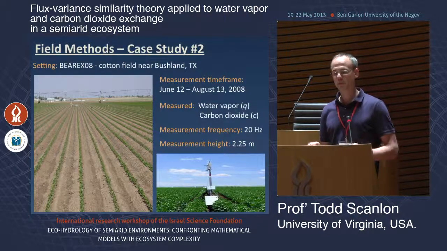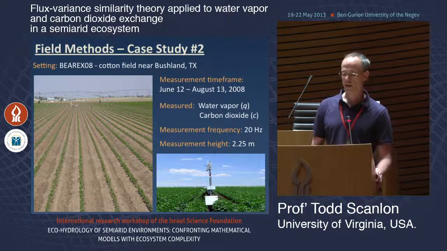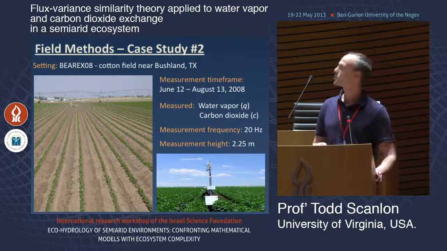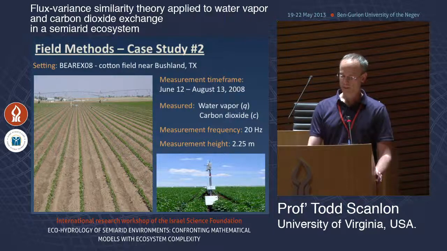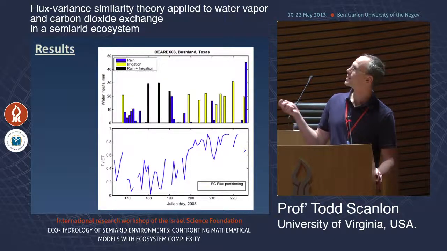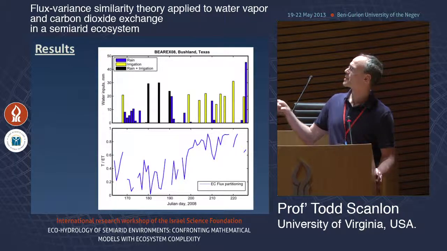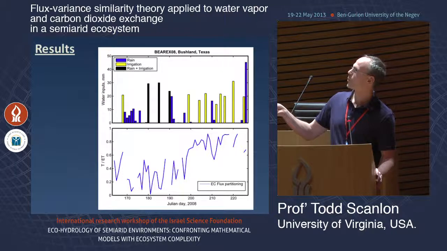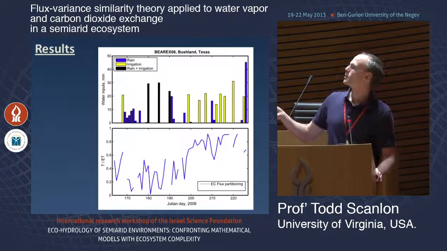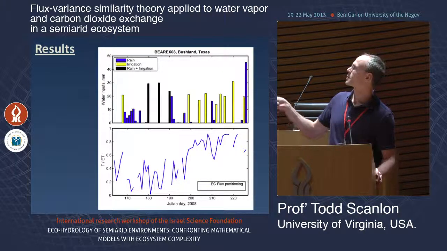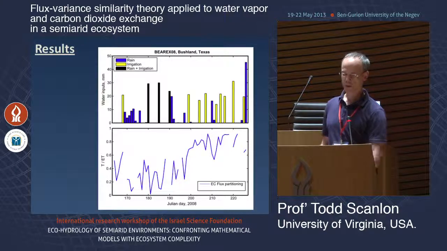Another case study in a more arid region now. This is the Barex 08 experiment. It's a cotton field near Bushland, Texas. So here, irrigation is used to supplement the natural rainfall. This is the time series over the growing season. Yellow are the irrigation periods. We have plotted here the ratio of transpiration to the total evapotranspiration. Of course, that increases over the course of the growing season.